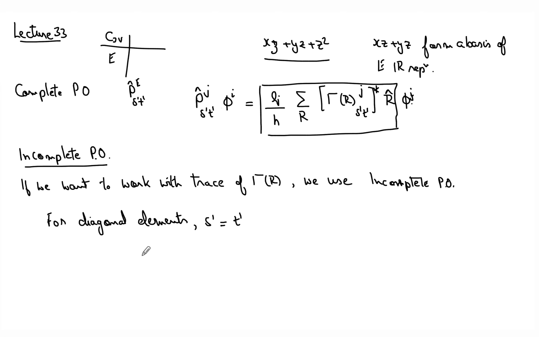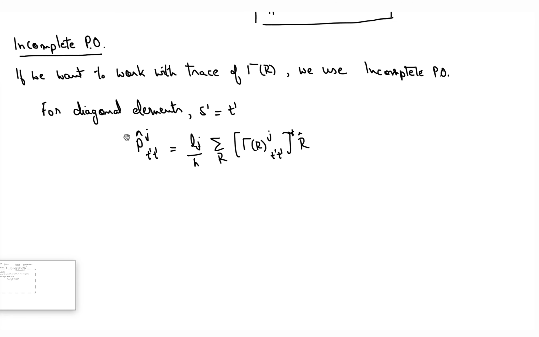In that case, the projection operator becomes P_j with T prime T prime, and now I will only write the expression of this and not the function form, not these phi functions. So l_j over h, summation over all R, and I have tau of R, T prime T prime of the jth representation, star, and then I have the R operator. This is the operator.